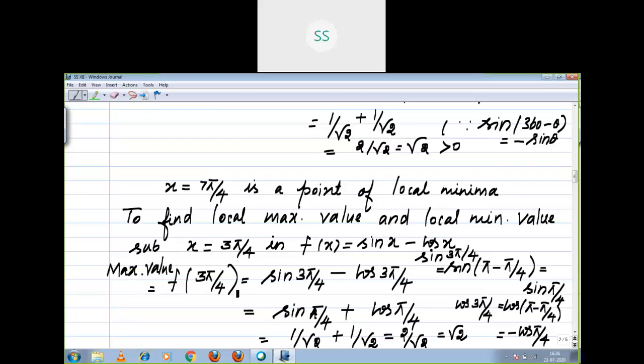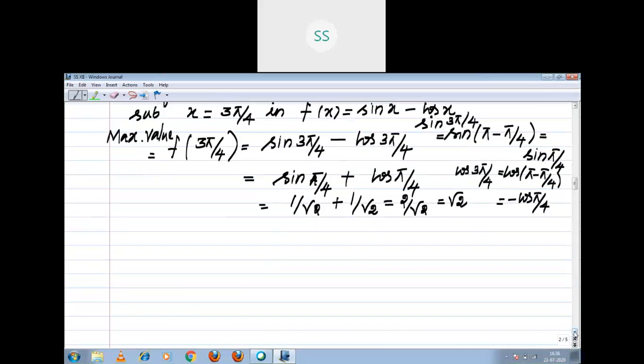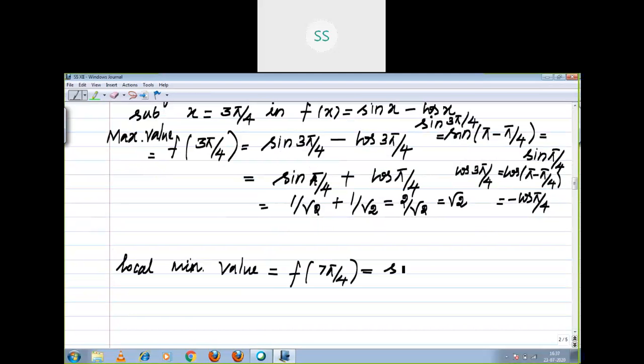Next, when you substitute 7 pi by 4, what do you get, children? Local minimum, right? That means you are going to get the local minimum value, which is equal to f of 7 pi by 4. You have to substitute in the function, keep it in your mind, children: sin 7 pi by 4 minus cos 7 pi by 4.